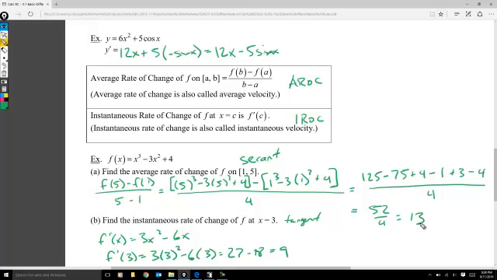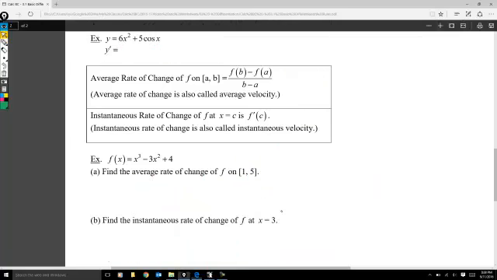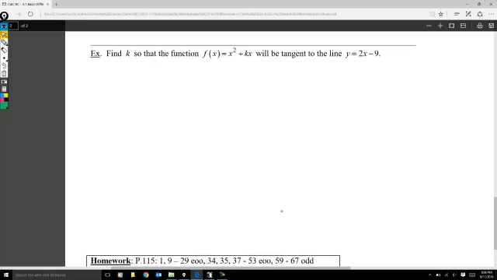13 is the slope of my secant between 1 and 5. So this is over a period of time, say, between 1 and 5. 3 is instantaneous, at one point in time. At one point. That's the difference. All right, last example.